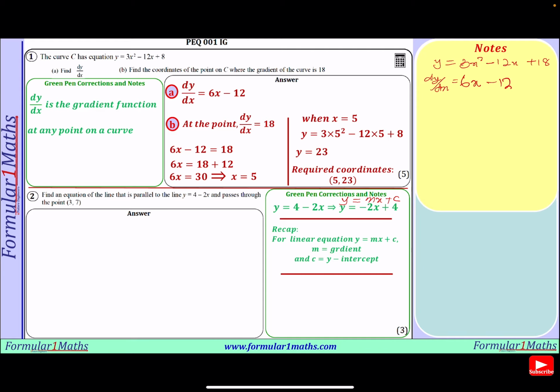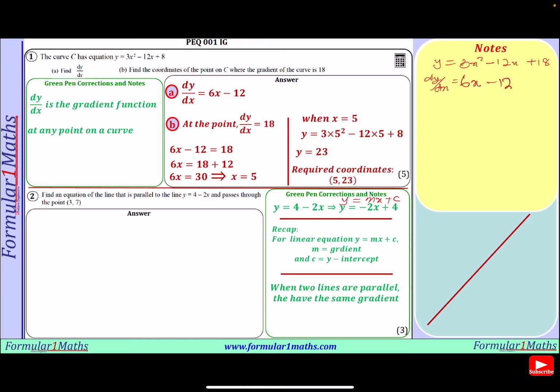So comparing these two equations here, I can say the gradient for this line is minus 2. But we know that when two lines are parallel, their gradients are equal. So it means that the line that we are looking for has a gradient of minus 2. Now there are 2 ways to solve this question. I will do my preferred way of solving it, then I'll show you the other way.